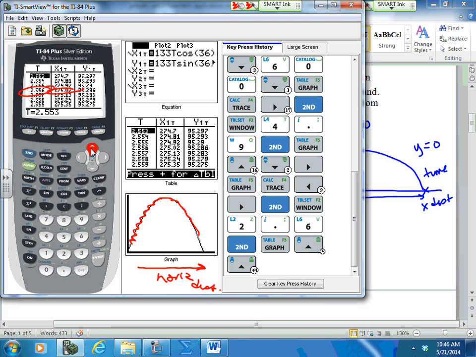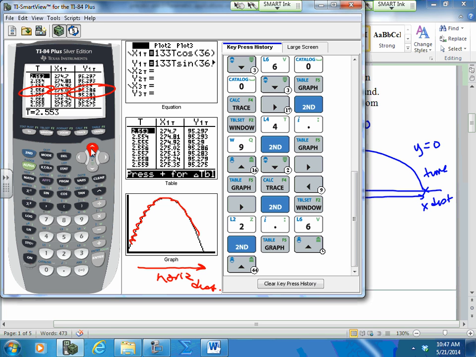So it took me 2.556 seconds to reach that point, 275 feet away from me, and I look at my Y to see if I'm going to clear a 9-foot fence. And I will clear that 9-foot fence, don't I? I'm 95 feet up in the air, which is pretty high for a golf ball, right? Pretty high.